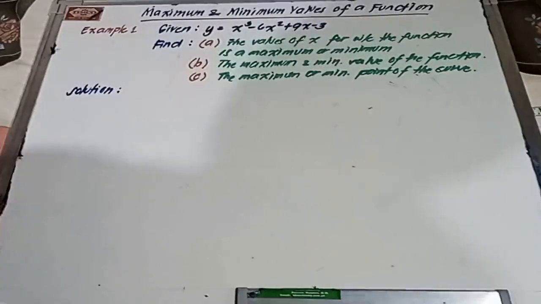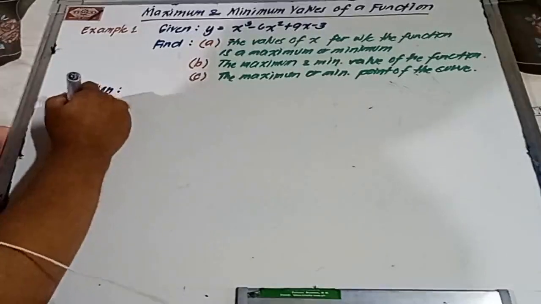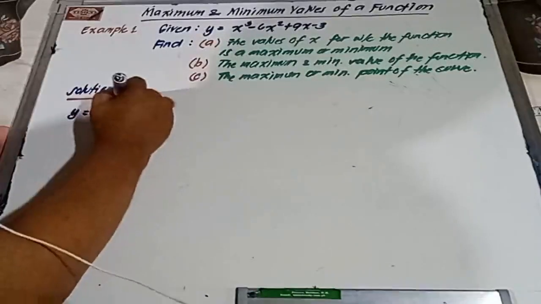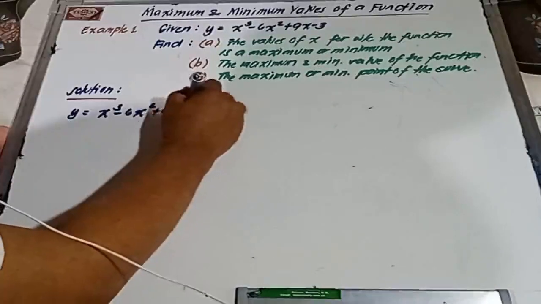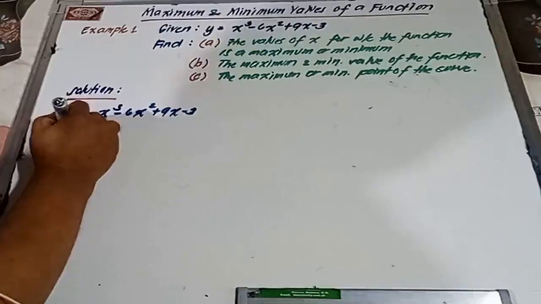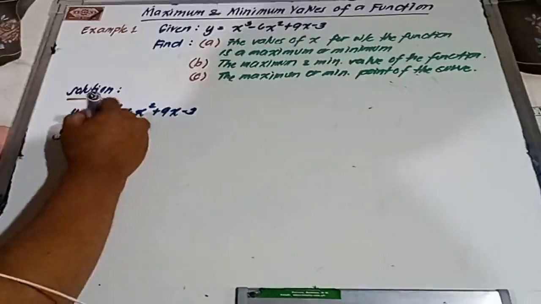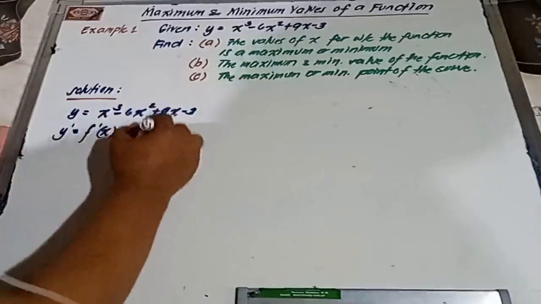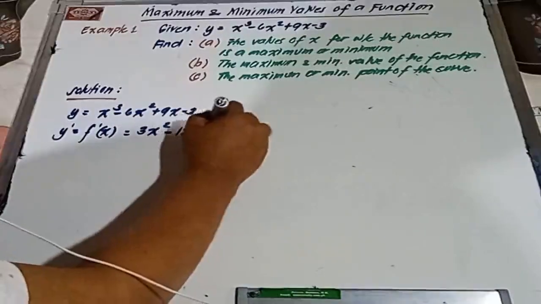Kunin natin yung derivative of the function. Okay? So, we have y equal to x cubed minus 6x squared plus 9x minus 3. Kunin natin yung y prime. Y prime natin, ito yung ating f prime x. Okay? So, that is 3x squared minus 12x plus 9.